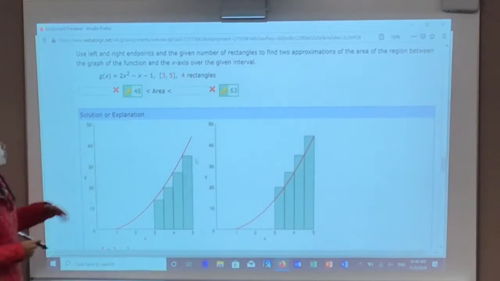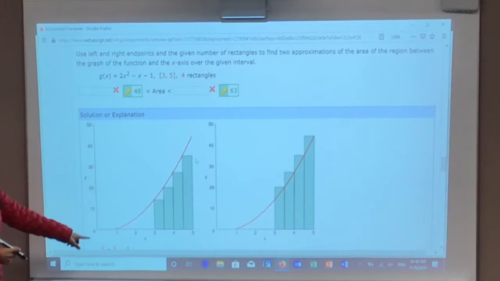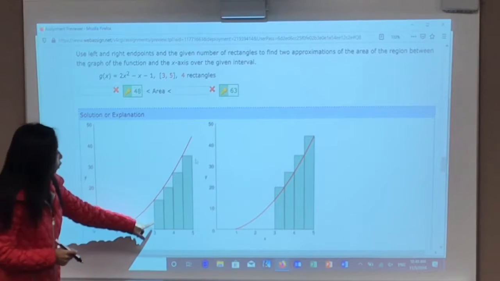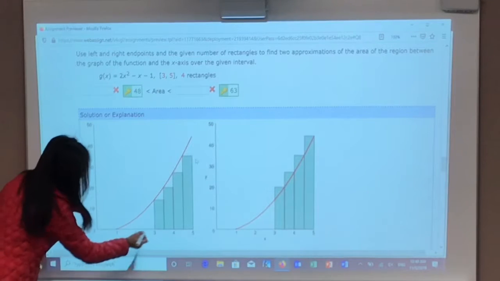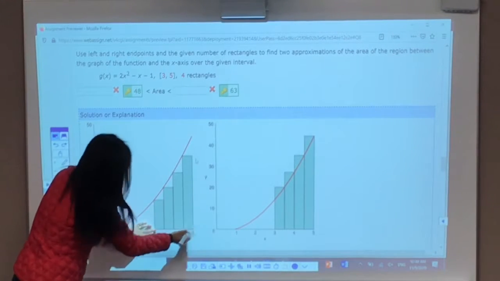Okay, they're asking you, where's the area between? So they even give you a picture. How many rectangles are you doing? 4. So if you're starting with 3, where's 3? Right here. So we're looking at 3 all the way to where? 5.